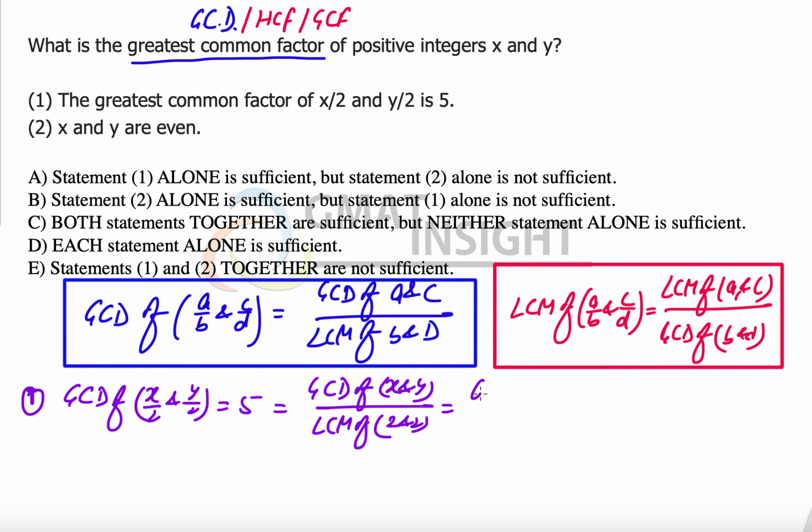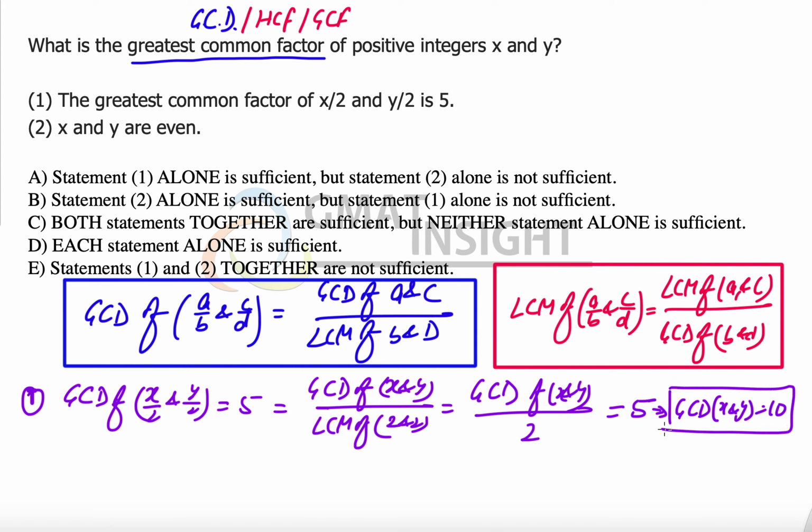That means the numerator remains as it is, GCD of x and y, while the denominator, that means LCM of 2 and 2, becomes 2. And this we already know is equal to 5. So now we can cross multiply, and then we can see that GCD of x and y becomes equal to 10, and therefore we are calling the first statement clearly sufficient to answer the question, eliminating options B, C and E. Now we only have to check the second statement.